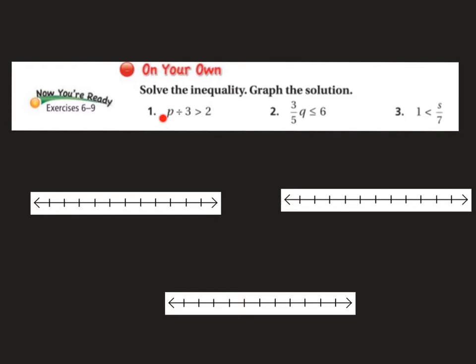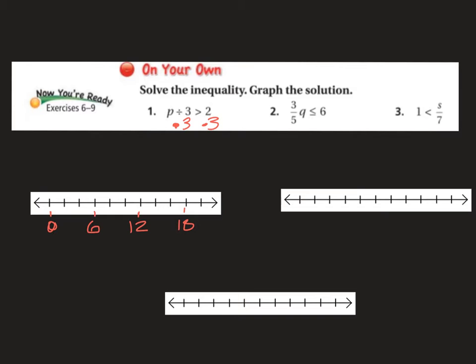So you've got to solve for p here. p divided by 3 is greater than 2. Solve it and graph it. Then 3/5 q is less than or equal to 6. We want to solve for q. And right here, 1 is less than s over 7. Let's solve it right here. Pause the video, work it out, and when you're ready, unpause and check your answers along with me. All right, you can see here on this one we have p divided by 3.